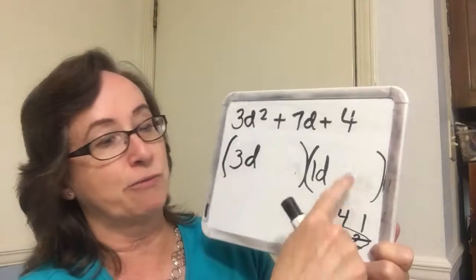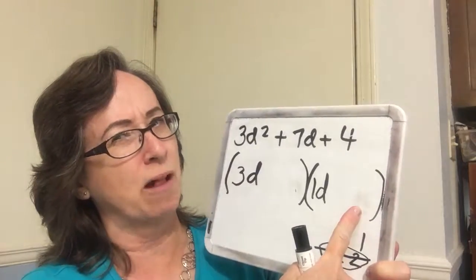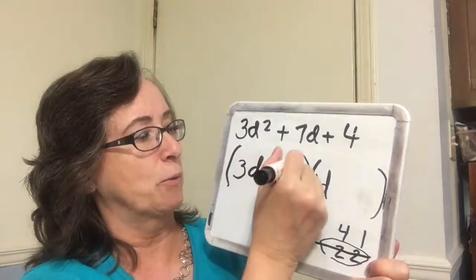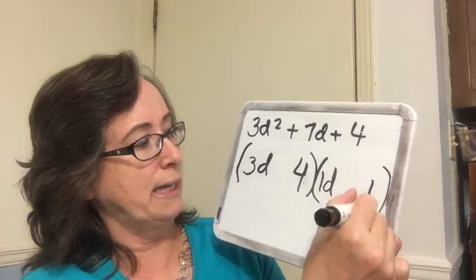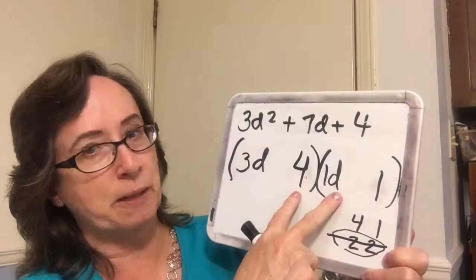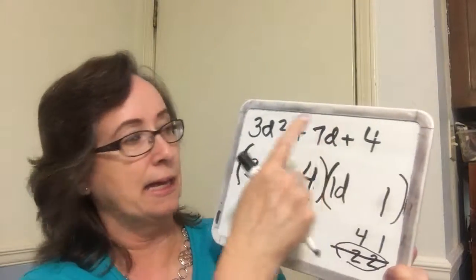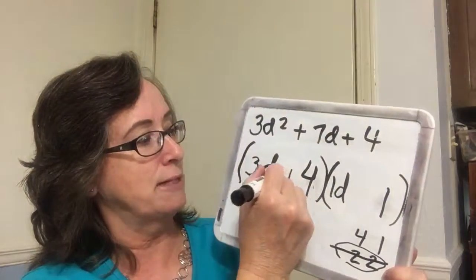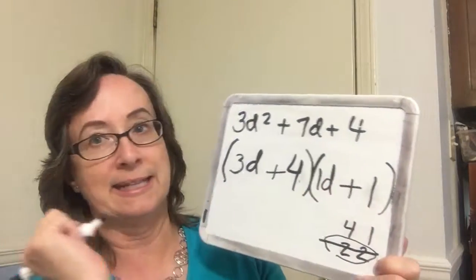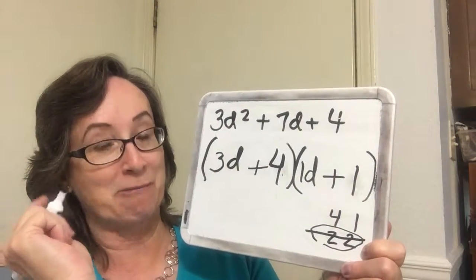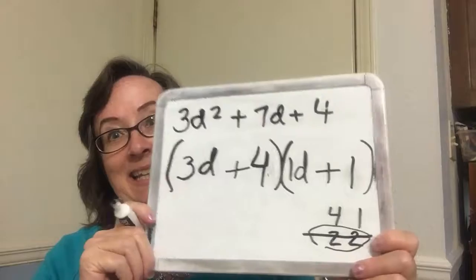But I know if I put the 4 here, I'm going to go up to 12. So I'm going to put the 4 here and the 1 here. And when I multiply, I get a 4d and a 3d, same sign, adding together to a 7d, and it is done. And I will be back with some more difficult ones in a moment.